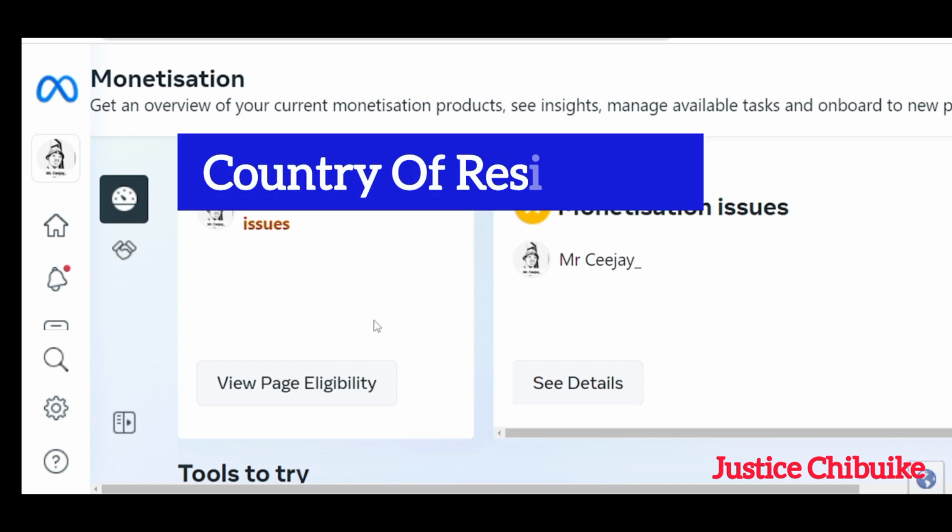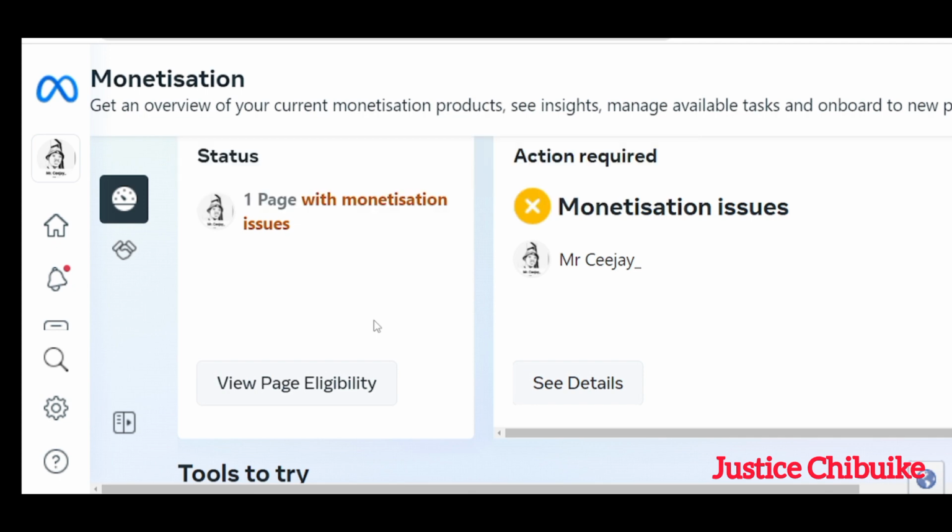Okay, so another thing that may likely cause monetization issues on a page is the country of residence. The country that you reside in can cause monetization issues on a page, also on a professional mode, because most people are using the professional mode. So the country that you reside in also contributes to monetization issues on Facebook. So let's go into details to discuss the points that I just mentioned earlier.